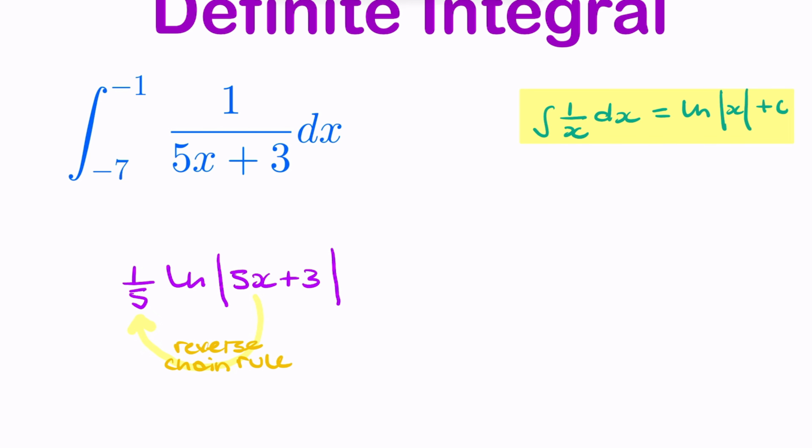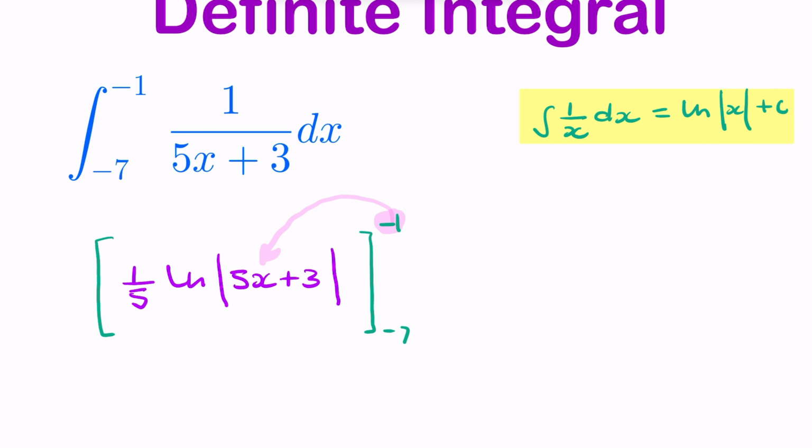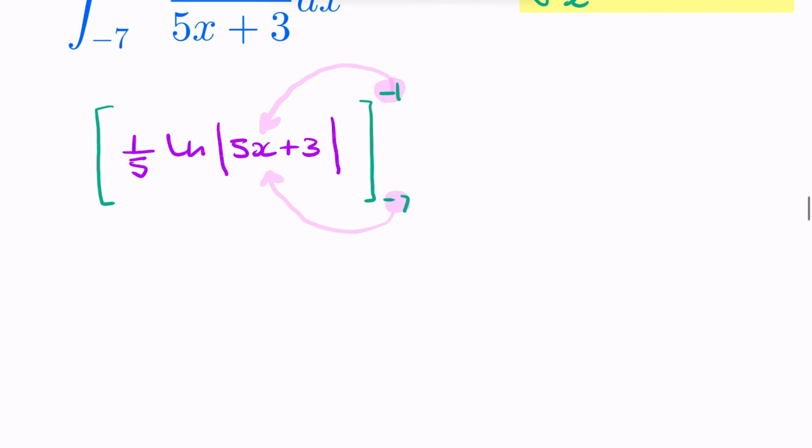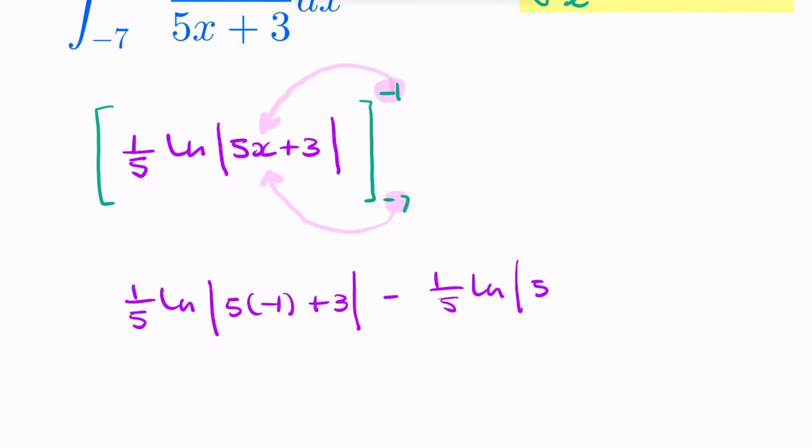So what we're going to do is calculate this log using these two limits. We're going to substitute the upper limit first, and then we're going to substitute the lower limit. We're going to substitute the -7. So the answer will be 1 over 5 ln of the modulus of 5 times -1 plus 3, minus 1 over 5 natural logarithm of the modulus of 5 times -7 plus 3.